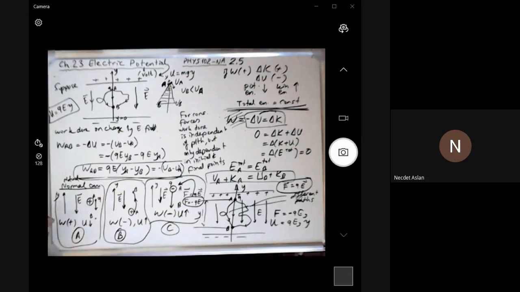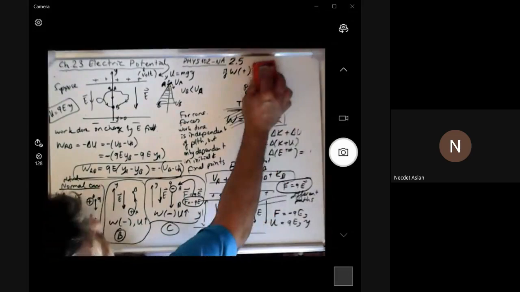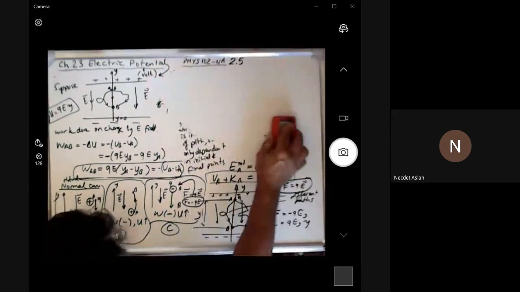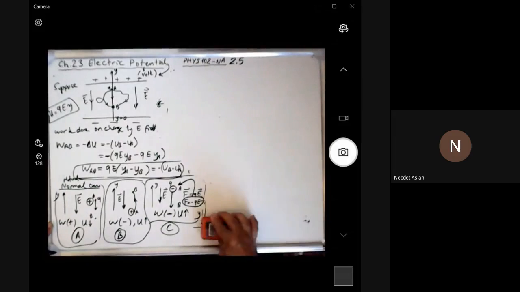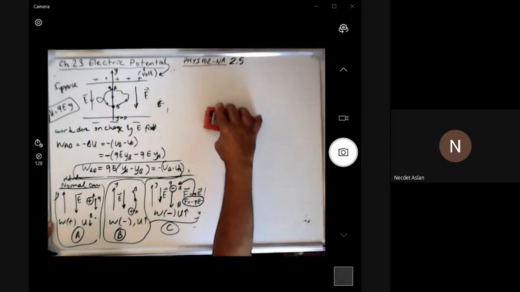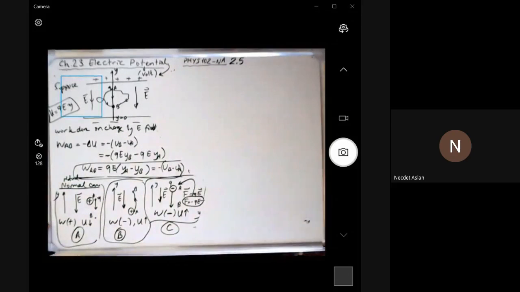Now let's consider the case where this charge is moving under the effect of an electric field, but this electric field is created by another charge. In this case we consider two charges. So there are two charges.